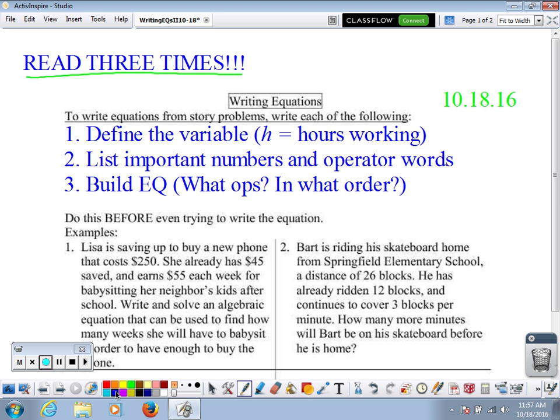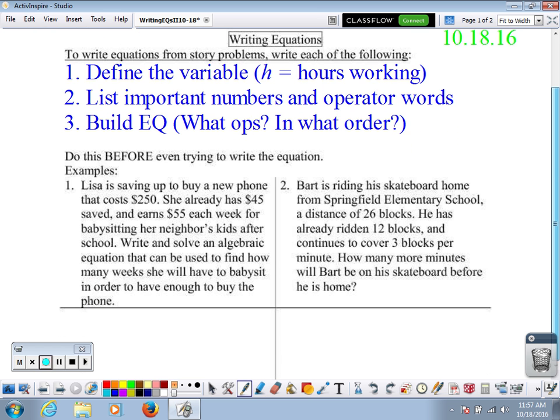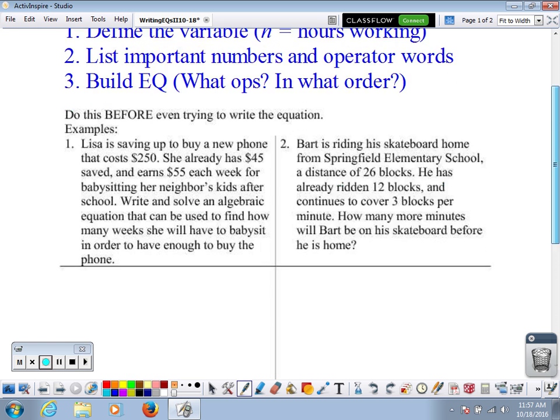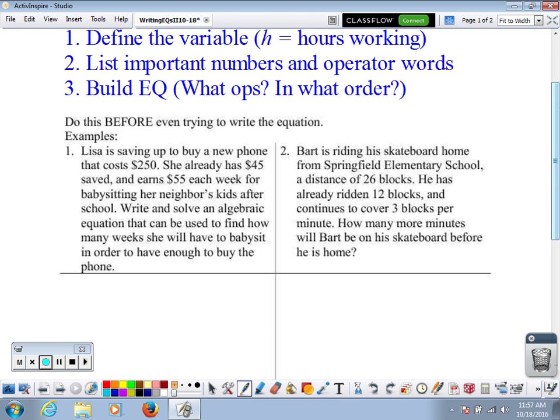Okay? Now, when we're building the equation, we're not trying to go in reverse order. We're not trying to undo things. We're trying to write exactly what's happening. Okay? So let's look at number 1. Let's read through. And the first time, the only thing that we care about is defining that variable. Okay, so there we go. First time we read through, all I want is a variable.